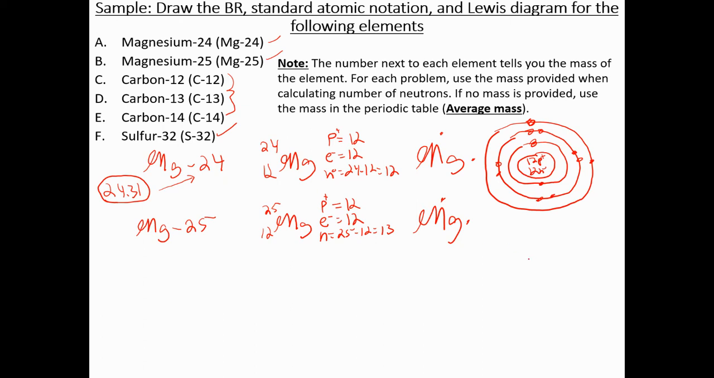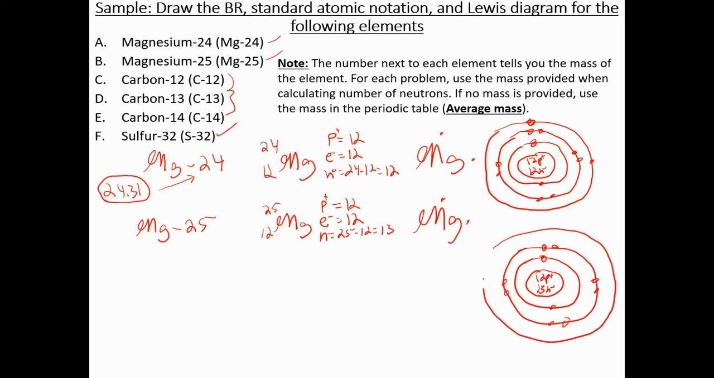For magnesium 25, I'm just going to do it over here. Still 12 protons, but our neutrons are different, right? So we have 13 neutrons for magnesium 25, and then electrons after that are the same. And so that answers the questions for magnesium 24 and magnesium 25, which are just different versions of the same element, magnesium. Again, carbon is already done for you on the previous slide, and you'll see another picture on the next slide. And you can try sulfur 32 on your own.